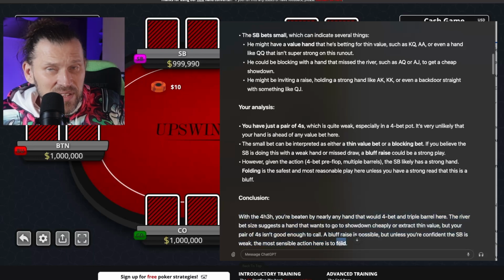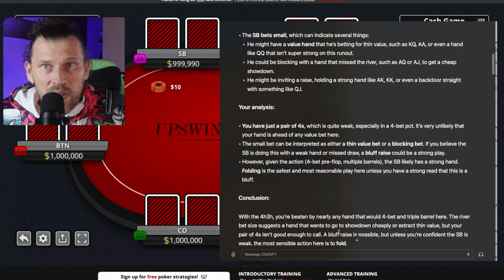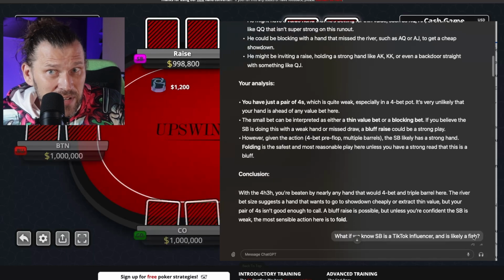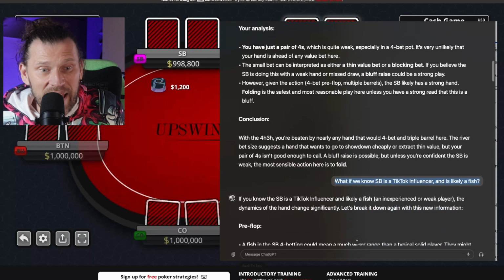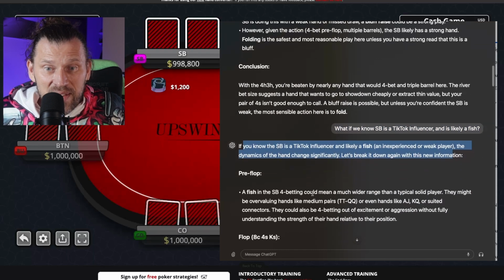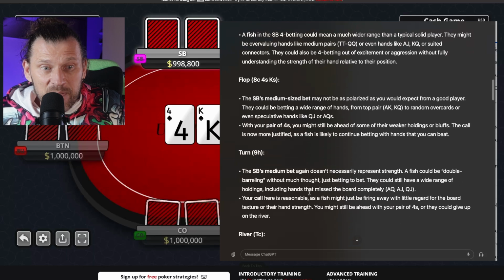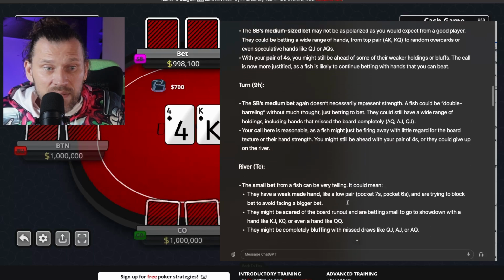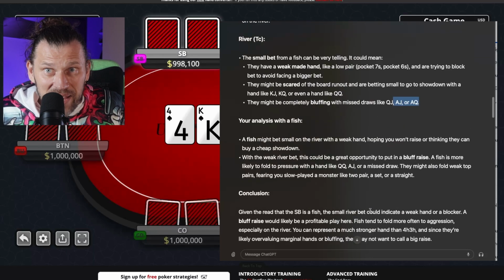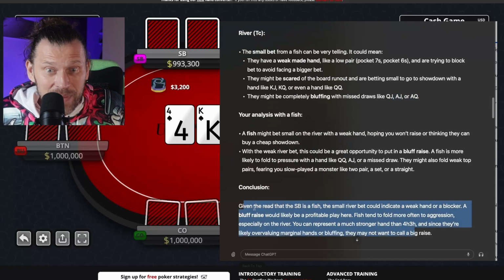But wait, we did not tell it all the information. We know about our opponent. He's a fishy TikTok influencer. What about now? Oh, it says the dynamics of the hand change significantly. Again, quite spot-on analysis, and now GPT-4o expands the range of our opponent with hands like ace-jack and ace-queen, and now suggests to raise instead of folding. And that's actually a pretty aggressive and valid play.